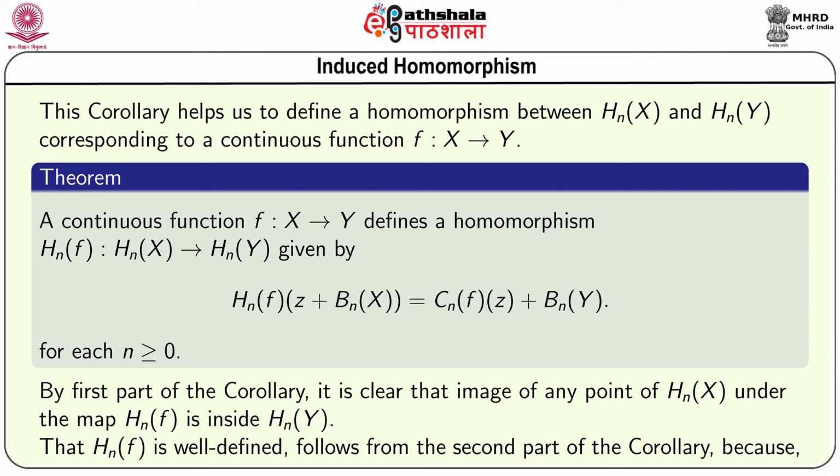A typical element of H_n(X) will look like z plus B_n(X), a coset of this form, where z is taken from Z_n(X). We define the map such that it takes the point z plus B_n(X) to the point C_n(f) operated on z plus B_n(Y). As we have already proved in the corollary that C_n(f) takes all the cycles to cycles, z will be mapped to a cycle of Y via the map C_n(f), and therefore, C_n(f) z is a point in Z_n(Y). So, the right side expression is inside H_n(Y).